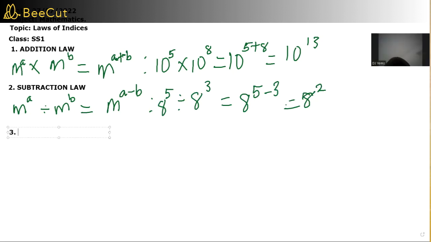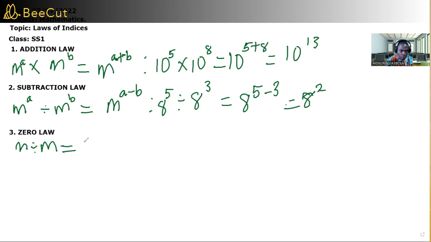Number 3, zero law. So zero law, if we say we have something like M divided by M. From what we have just shown, the answer is supposed to be M raised to power 1 minus 1. Let me undo that so I can write it clearly. Why? Because the M is power 1 and the M is power 1. And this is going to give me M raised to power 0.